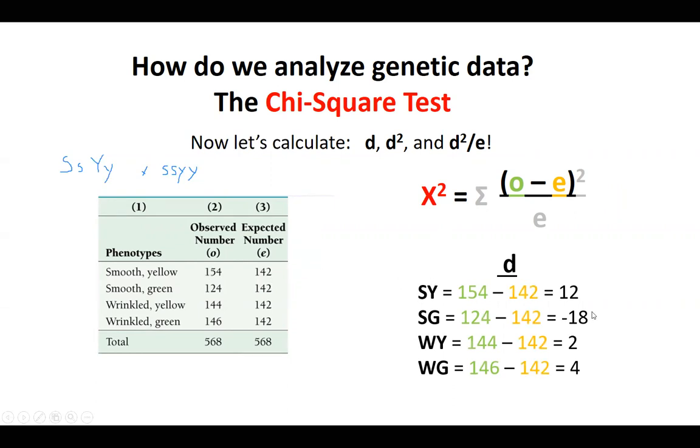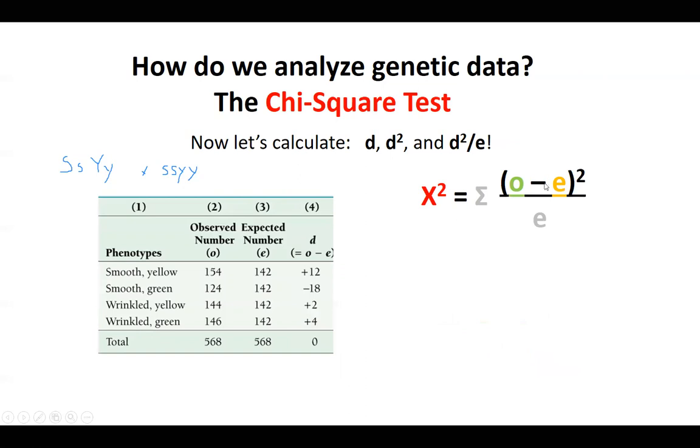Observed minus expected, 12. Observed minus expected, minus 18. It's okay to get a negative. That's why we're going to square it. 144 to 142, 2, 146, 142 is 4. Literally just observed minus expected. Okay, and that gives us what we call D, the observed minus the expected. Do this for all 4 separately. Don't try to get all fancy and add anything yet.